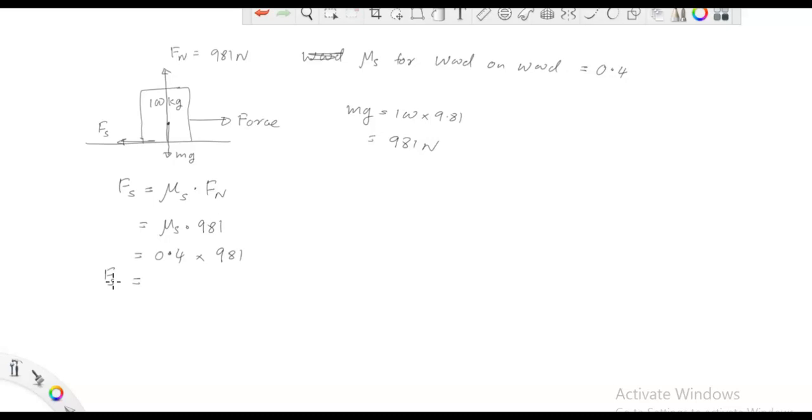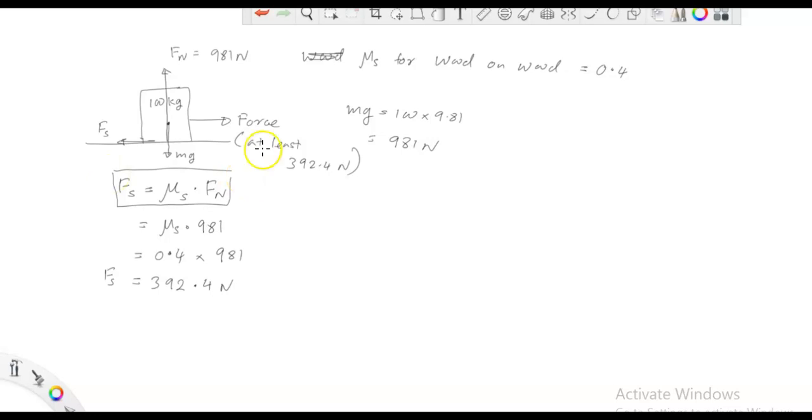Fs is 392.4 newtons. So the maximum friction you can expect is 392 newtons. In order to move this thing, you have to have at least 392.4 newtons. If you have this, yes, you can overcome that static friction, right? So this is how you find the friction. The important part here is using this equation correctly.